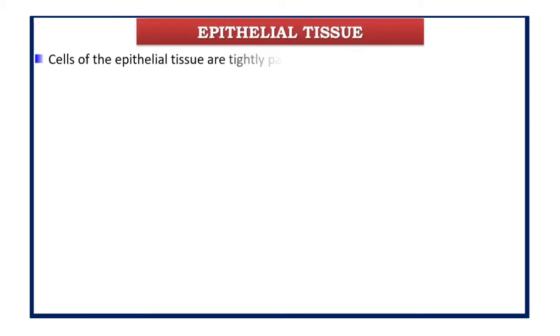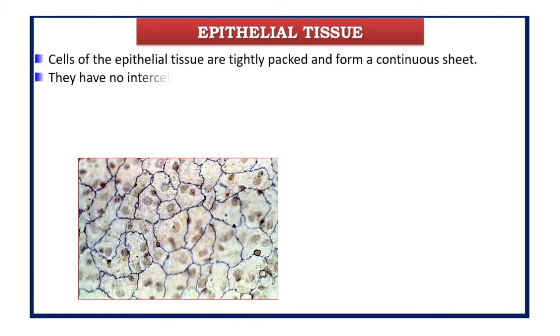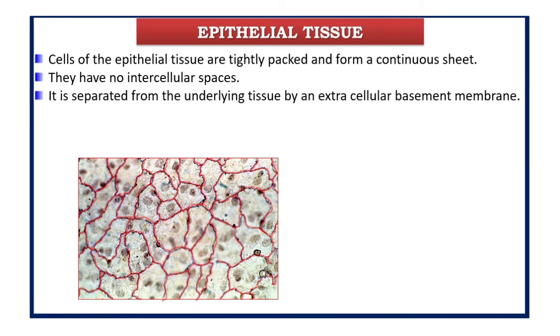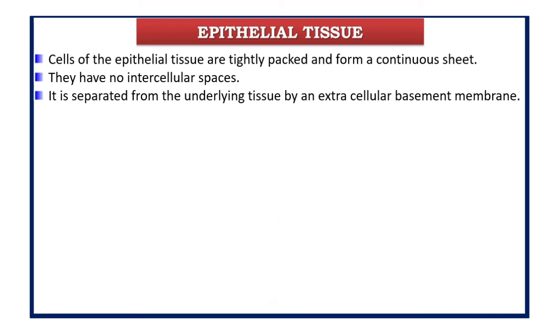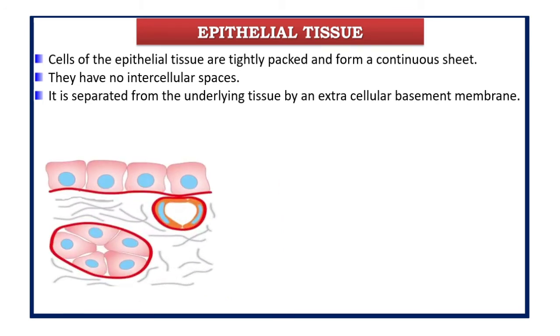The cells of the epithelial tissue are tightly packed and they form a continuous sheet. Between these cells there are no gaps or intercellular spaces. Generally, these cells separate themselves from the underlying tissue which is present outside the cell by a basement membrane. That is, you can see a layer by which they separate themselves from the outer cells. So these are the cells of epithelial tissue.